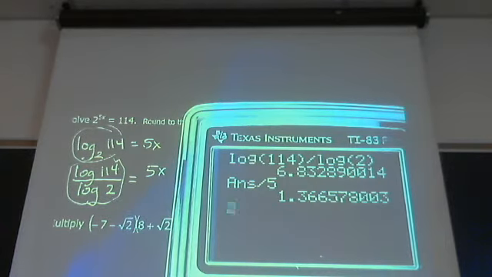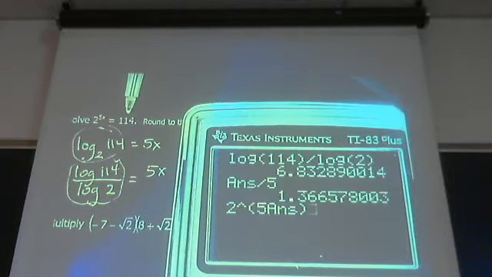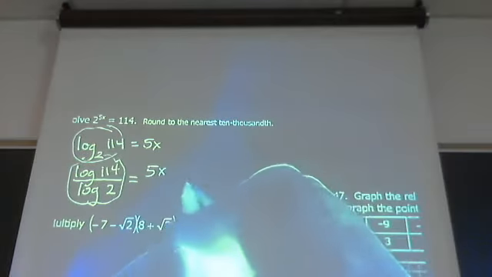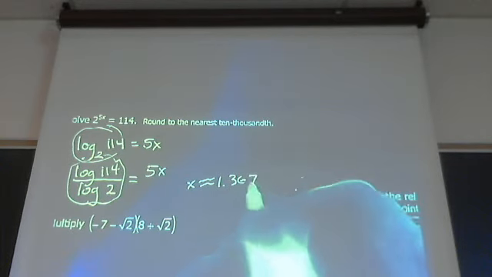Okay, so there's my value. How can I double check really quickly that I'm right? Plug it back in. This is not a difficult thing to check. So it shouldn't be that much effort to say 2 to the, and then I'm going to use 5 times the answer power, in parentheses. What number should I be expecting? 114, and if I get 114, then I know I was right. Okay, so x is approximately 1.367.